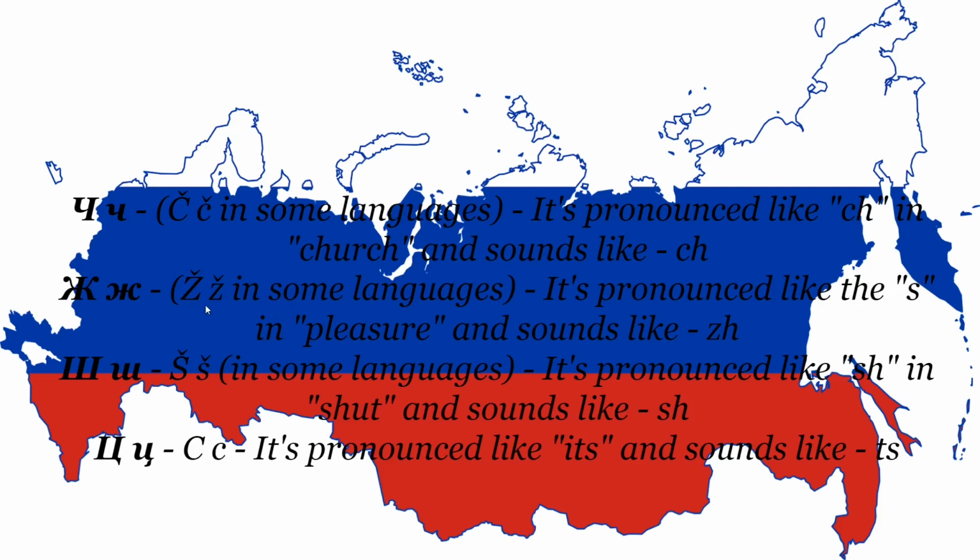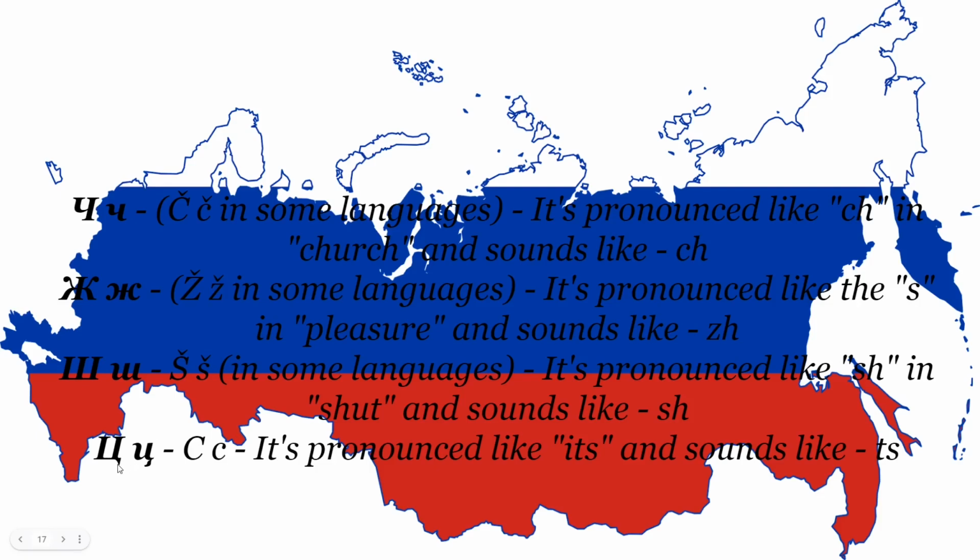And it's written in English sort of like ZH. So if you see ZH trying to spell out a Russian word, it usually means the zh sound, as in pleasure. Next we have one that we've already briefly gone over, which looks like a W, but it's very square, and it just makes the sh sound, as in shut.